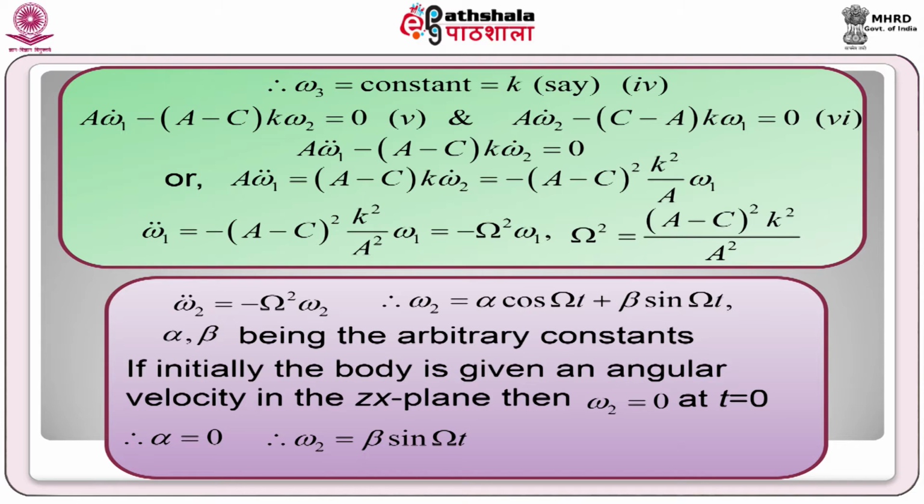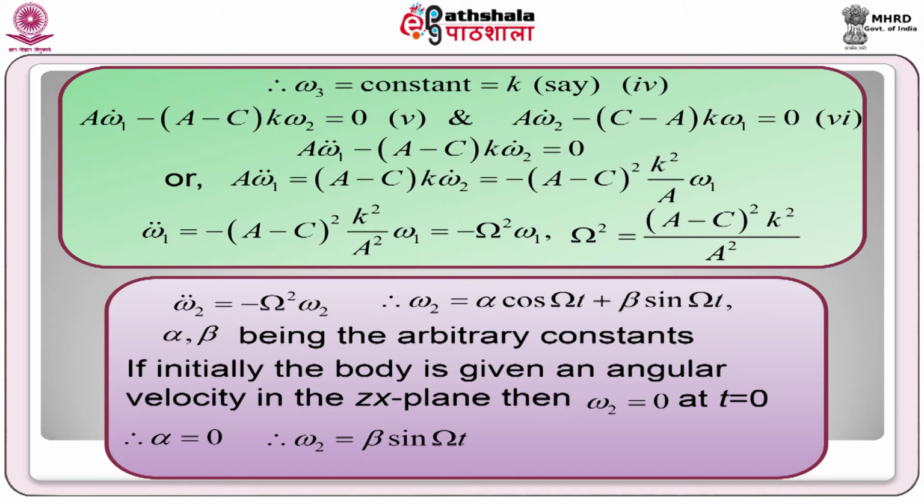This is a second order ordinary differential equation. Its solution gives omega 2 equal to alpha cos capital omega t plus beta sin capital omega t. Alpha and beta are arbitrary constants. From the initial condition, we can obtain the values of alpha and beta.